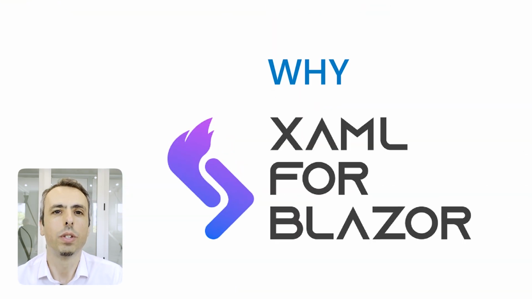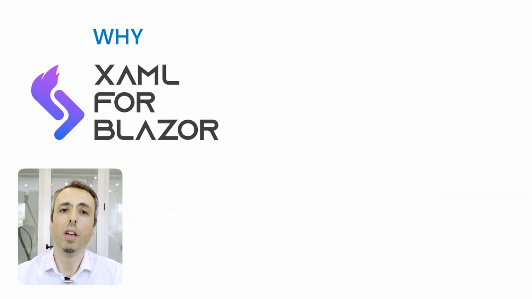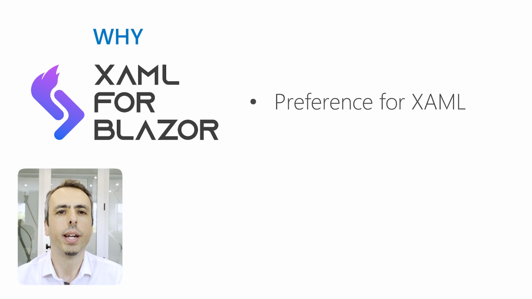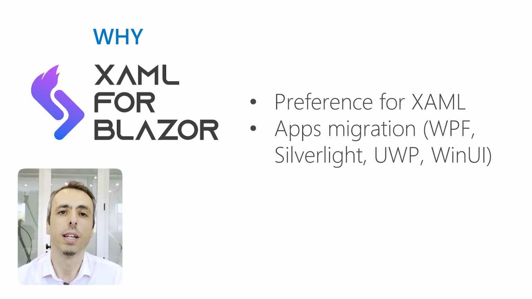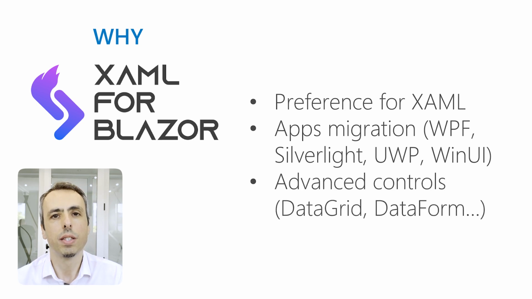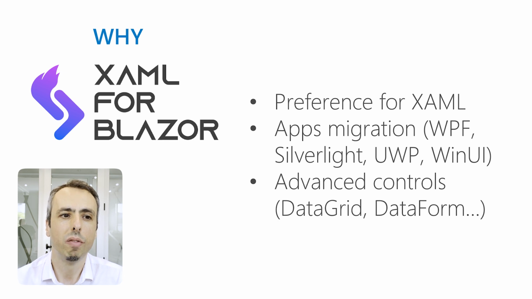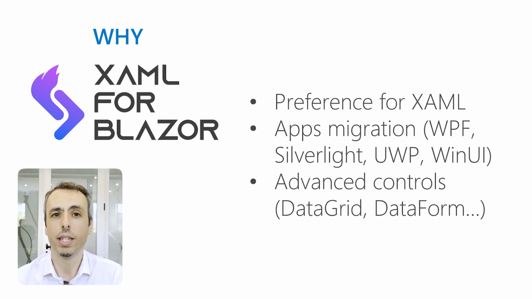There are so many use cases for XAML for Blazor. If you have a preference for XAML, you can now easily leverage that within Blazor. Or if you are migrating from another XAML-based application, like WPF, Silverlight, UWP, or WinUI, XAML for Blazor makes the process smoother. You can also leverage advanced controls like the data grid and the data form, and enterprise-centric features like RIA services, WCF SOAP, Prism, MEF, and much more.